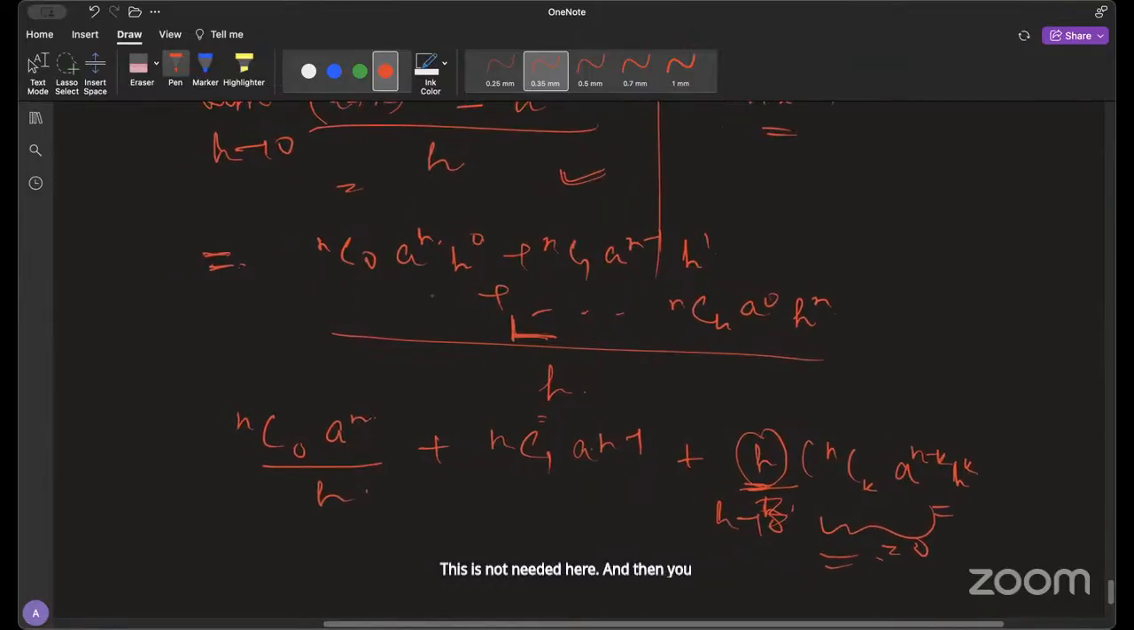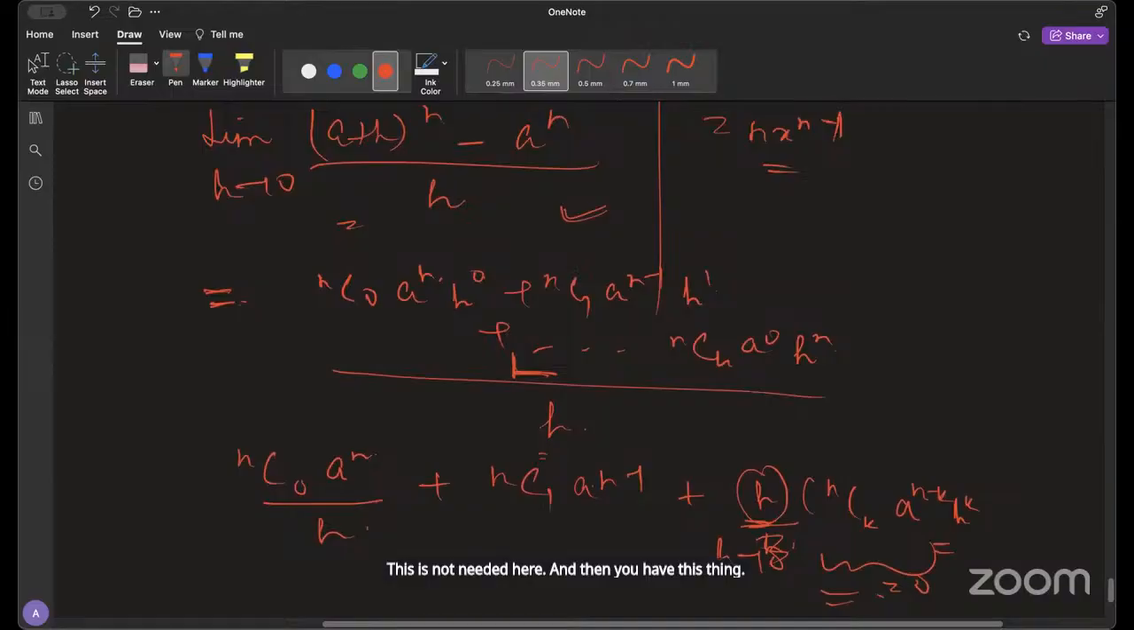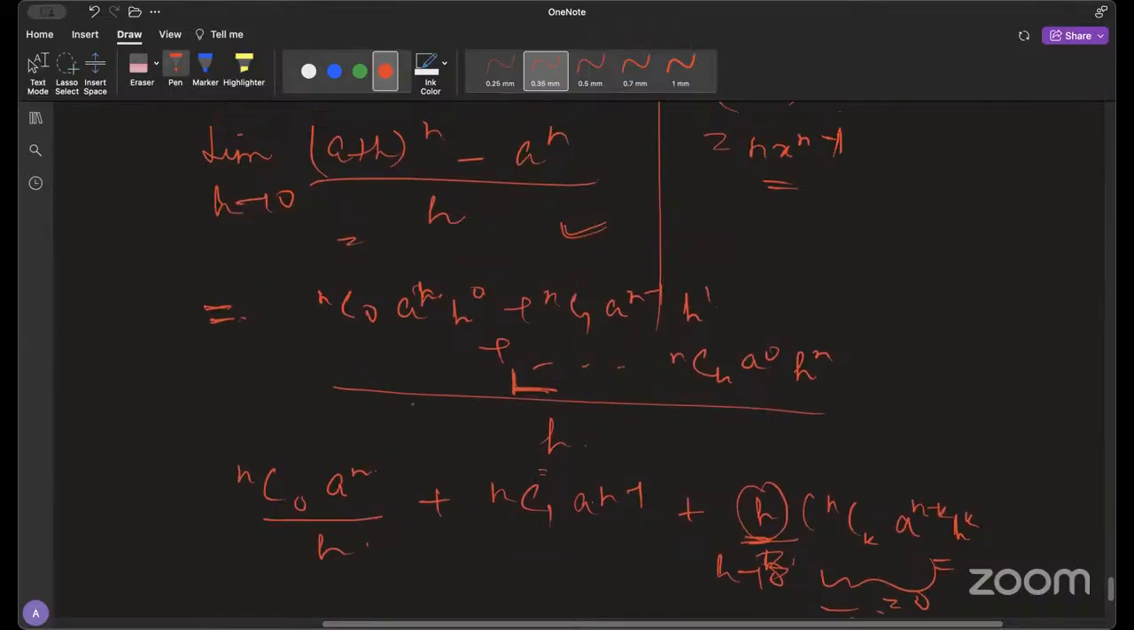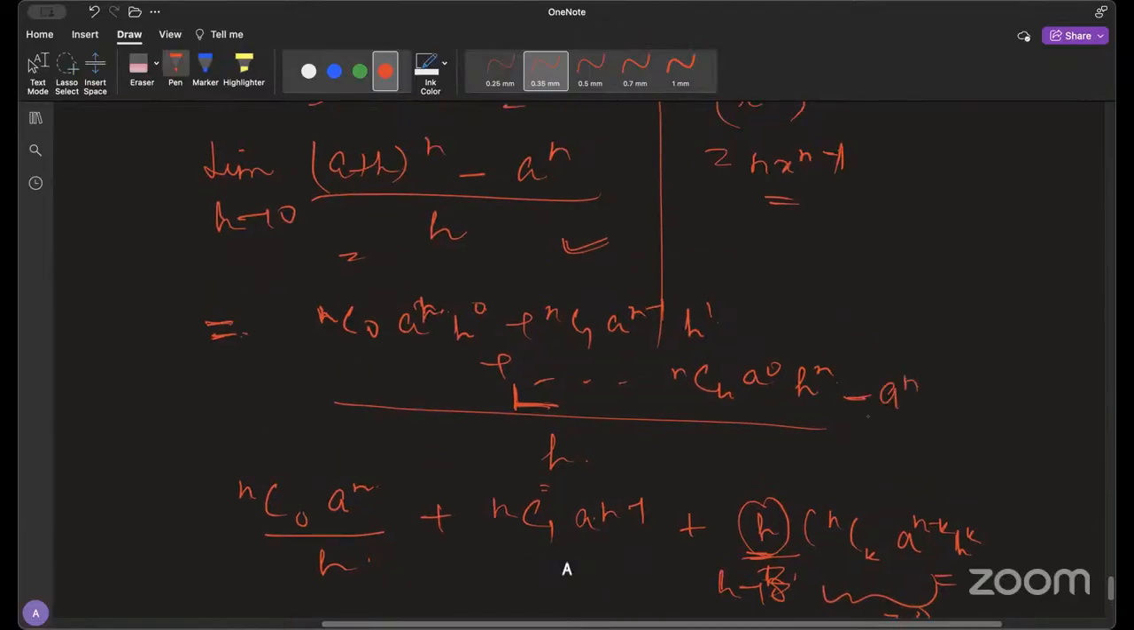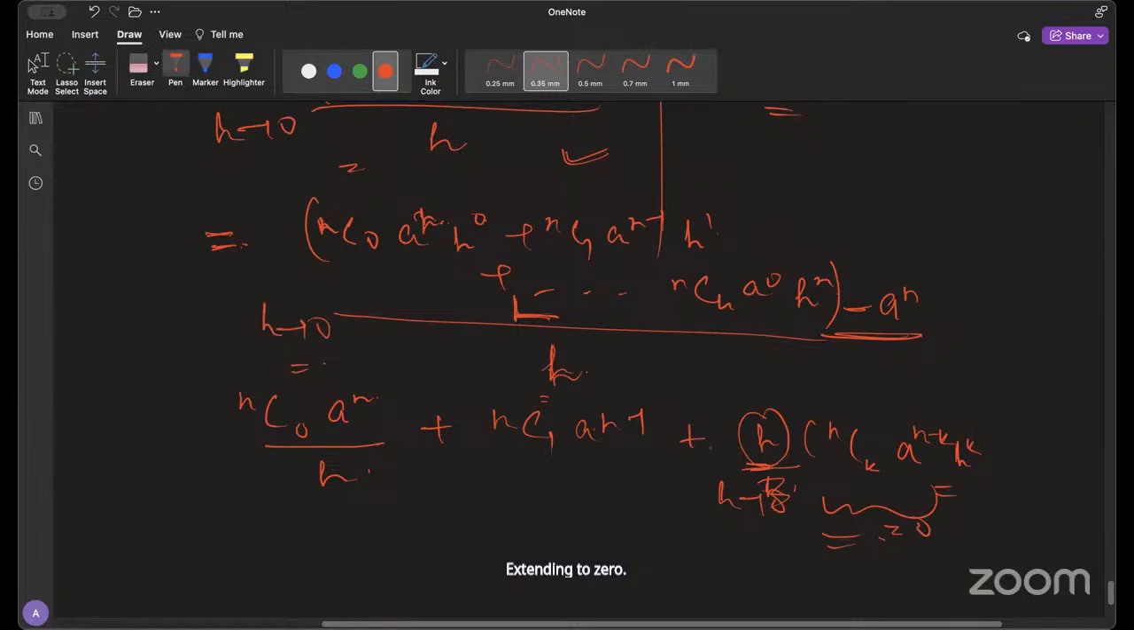And then you have this thing. Is there something wrong? Yes. Okay, so we didn't take that part, right? We forgot this a to the power n. It's a plus h to the power n, and this is a^n, h tending to 0. We forgot this. And then you have minus a to the power n.